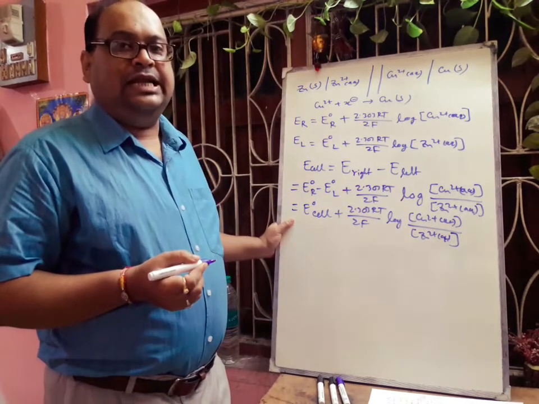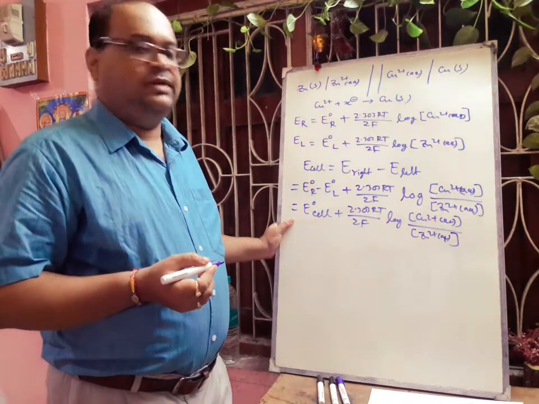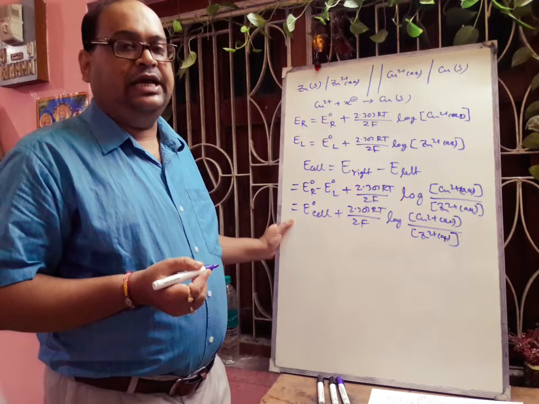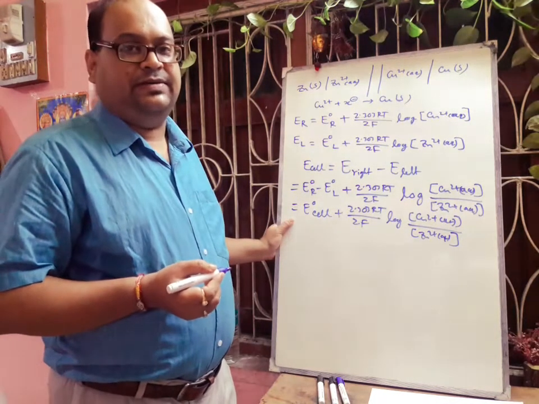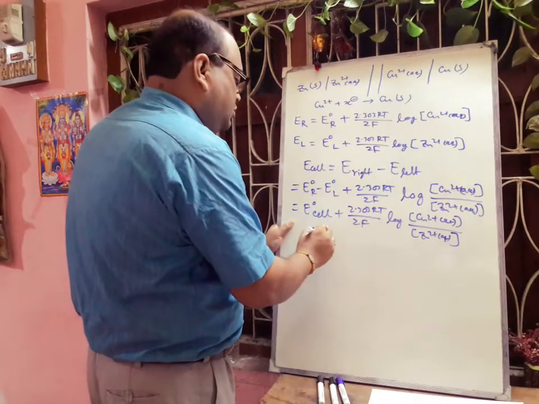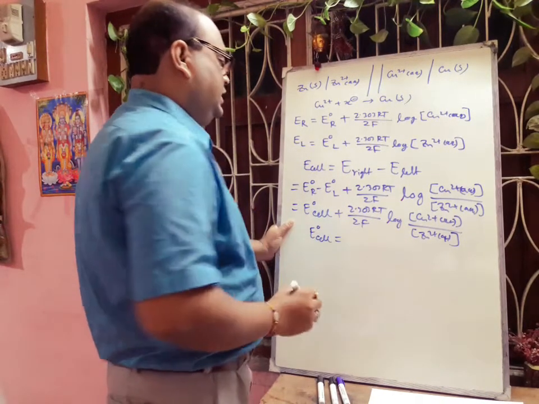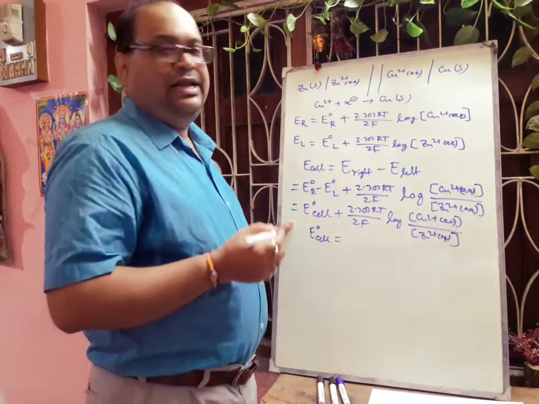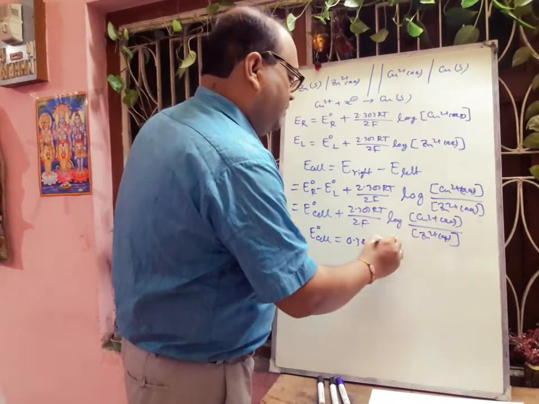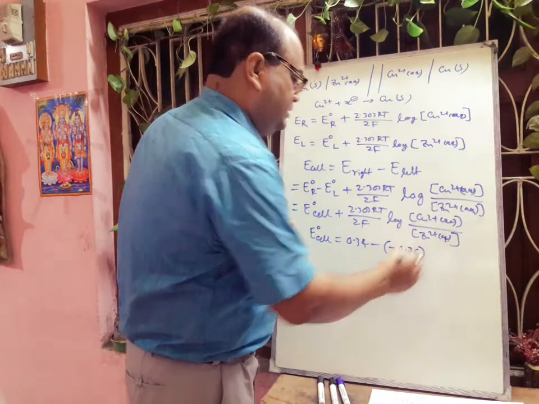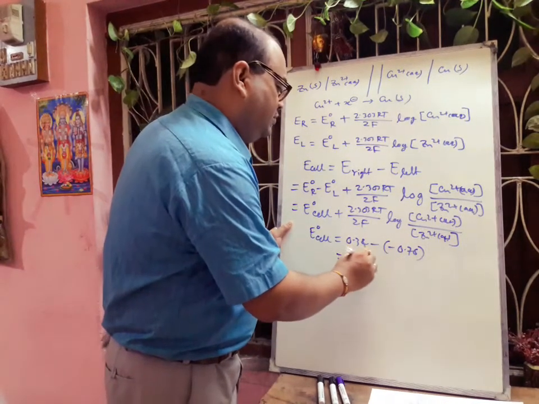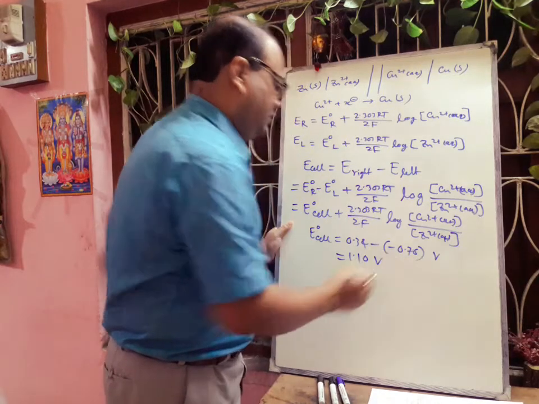Now since the standard electrode potential of the copper electrode is 0.34 and of the zinc electrode is minus 0.76, from here we can easily calculate the E0 cell value. So E0 cell will be the copper electrode minus zinc, that is 0.34 minus of minus 0.76. Now if we calculate the value, we will get 1.10 volt.